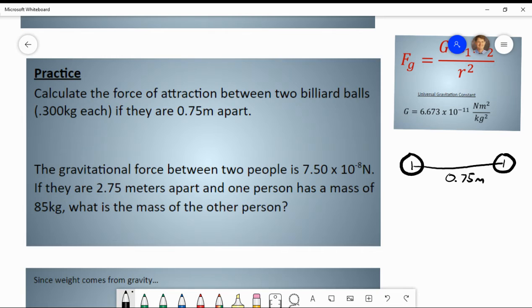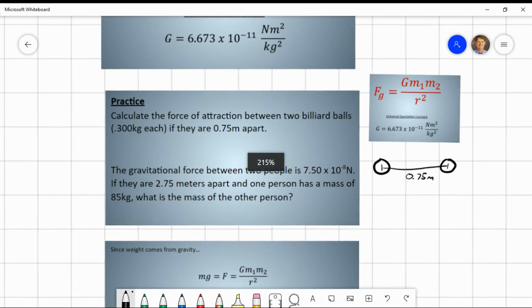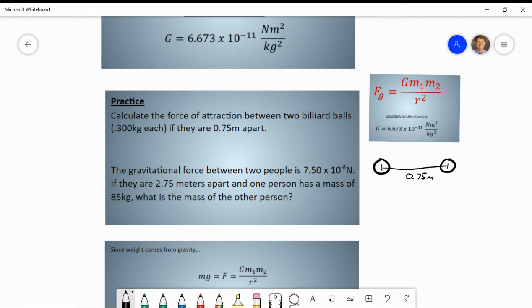All right, welcome back. So you've tried that problem, and you'll find it was pretty straightforward. I think the only thing that might become an issue is getting ourselves to put in the scientific notation correctly with big G. That can be an issue, I know.